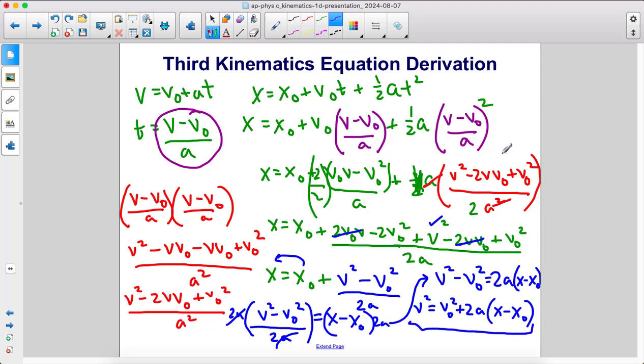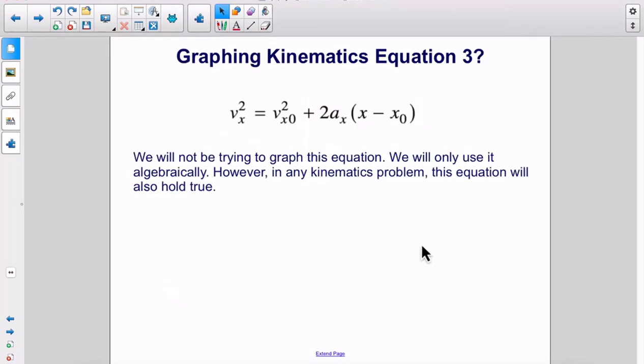This is how I solve it in my classroom. There are obviously different ways to go about it. Just follow the rules of algebra and it will work out. But this is how we have the third kinematics equation, by eliminating time in solving the system of linear equations. We will not be trying to graph this equation. We're only going to use it algebraically. However, in any kinematics problem, this equation will also hold true.